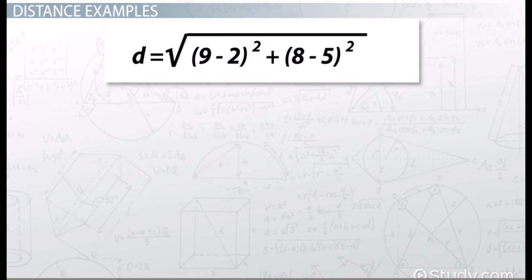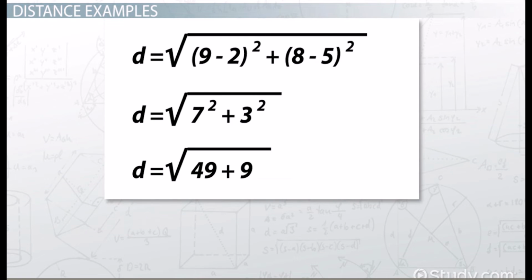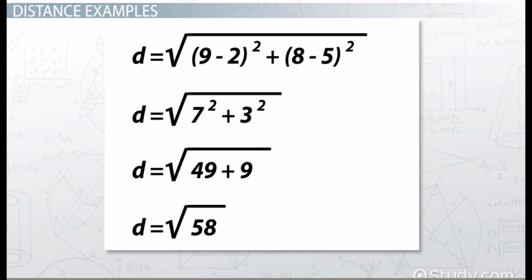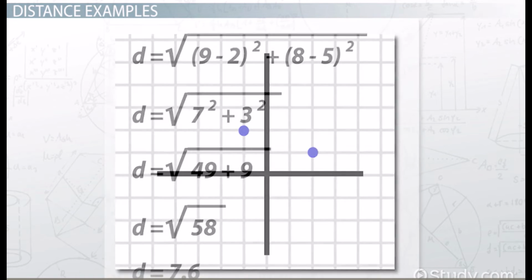D equals the square root of (9 minus 2) squared plus (8 minus 5) squared. D equals the square root of 7 squared plus 3 squared. D equals the square root of 49 plus 9. D equals the square root of 58. D equals 7.6.